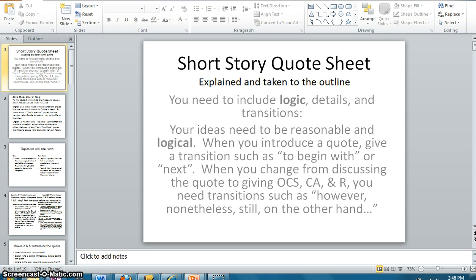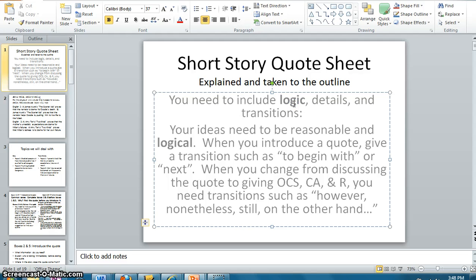So we're going to start with this first page. You need to understand everything you write needs to include logic. So logic is super, super important. It's got to make sense. You need details to prove your point and transitions to tell the reader, we're leaving this point, we're going into another point. Your ideas need to be reasonable and logical.